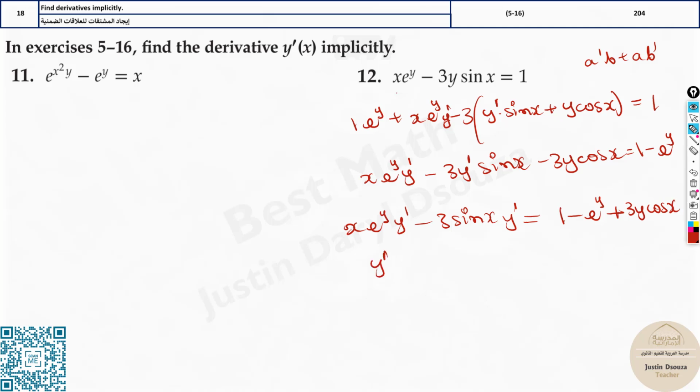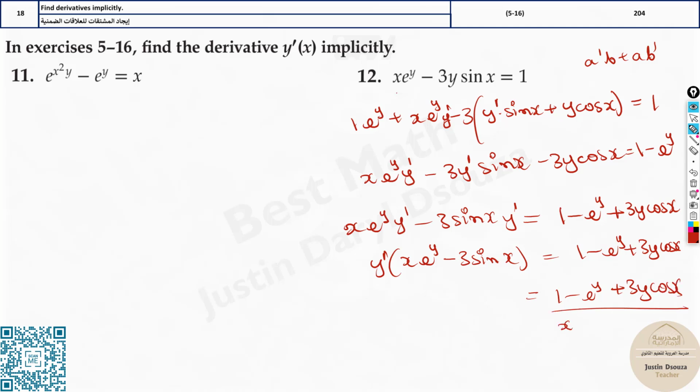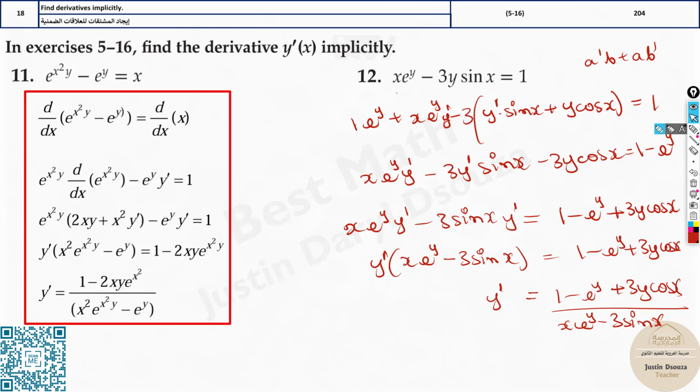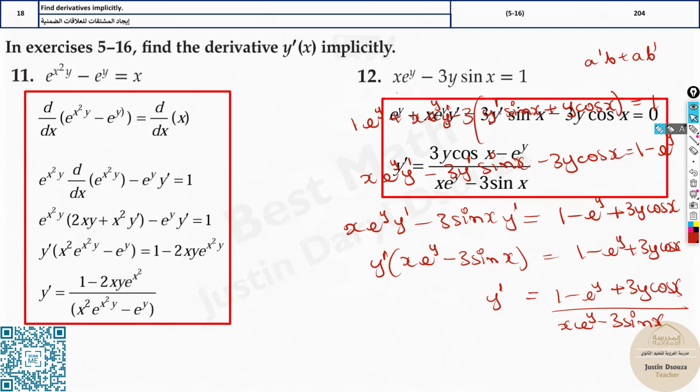Now what do we do here? We take this term common outside: (x e to the power y minus 3 sine x) y prime. That will be equal to 1 minus e to the power y plus 3y cosine x. And lastly, the same thing at the right side, no changes here: 3y cosine x divided by this entire thing, divided by (e to the power y minus 3 sine x), gives y prime. I hope this is clear. That's the answer. Now you can see the answers over here as well. If you're thinking, okay, see now here there is a little bit of difference, doesn't matter.